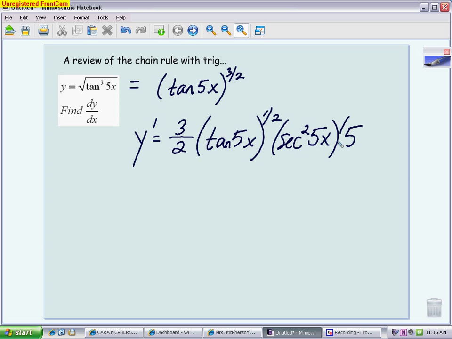Now when you go to simplify this, you're not going to do as much with the trig. You want to double check to make sure you don't have any negative exponents, which we don't here. You want to see if there's any trig functions that repeat, like if you have a tangent and another tangent, which you don't. And then finally, you want to look at your coefficients. So I can multiply 3/2 times 5. I get 15/2. But that's all I can do.